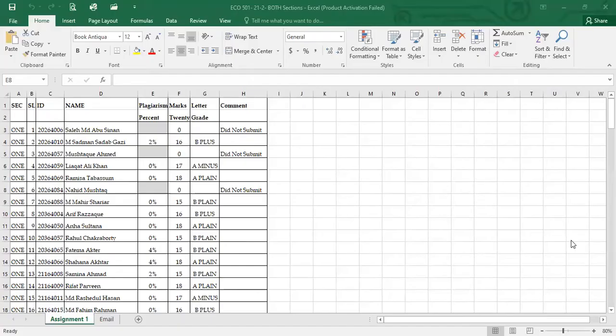Okay, so now let me show you the marks. You see slowly. Once you have finished the 16, I will go to the next 16. This is the plagiarism percentage. Most of you have done very well in the plagiarism test. See, 0%, 4%. Not bad.